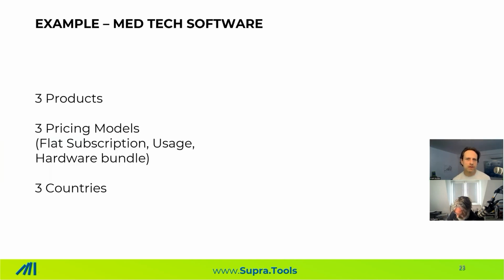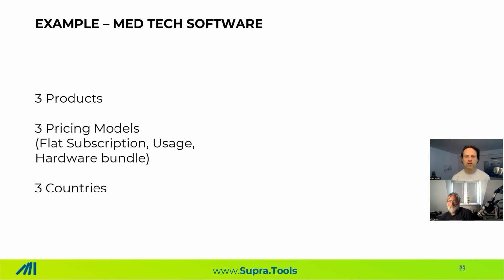So this was medtech software. Basically medical tech devices that come with software, and they want to sell the software on top of their devices. They had 3 new software tools and wanted to launch in 3 key countries, and didn't know which price model to use. Should they use a flat subscription, usage-based, or include this in the hardware price?